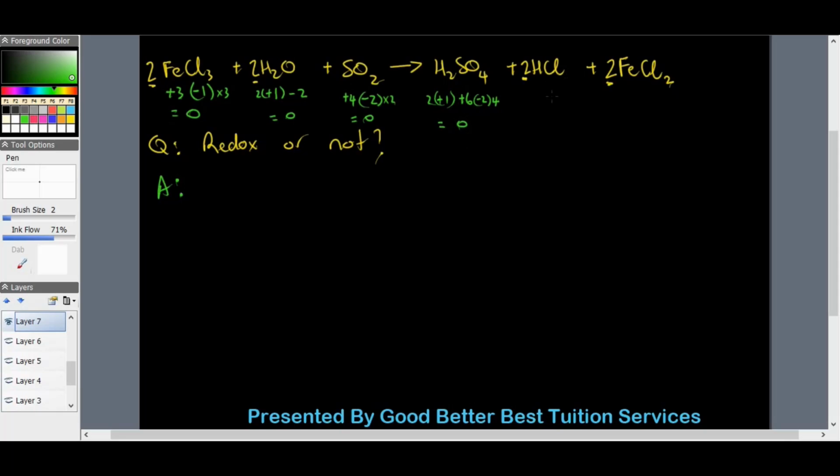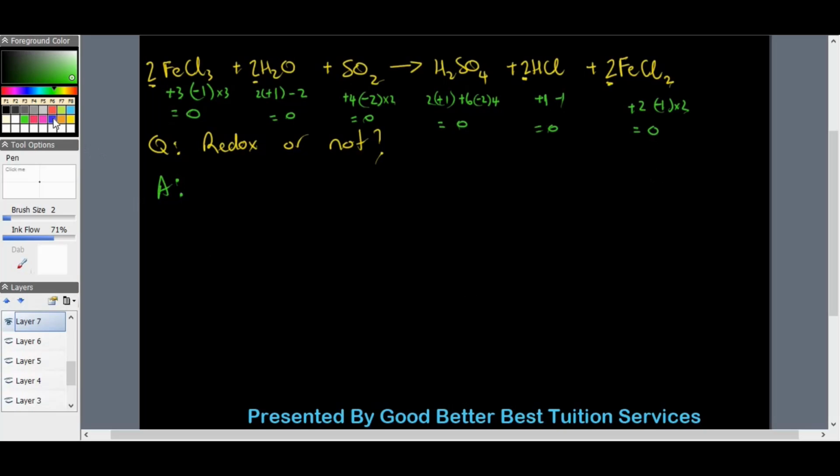Hydrogen and chlorine in HCl, +1. This 2 has nothing to do with the oxidation number. It's just the balancing number. That's -1. I get 0. Iron over here, chlorine is -1, even though I have 2 of them. So I have -2, so iron now must be +2 for me to get 0.